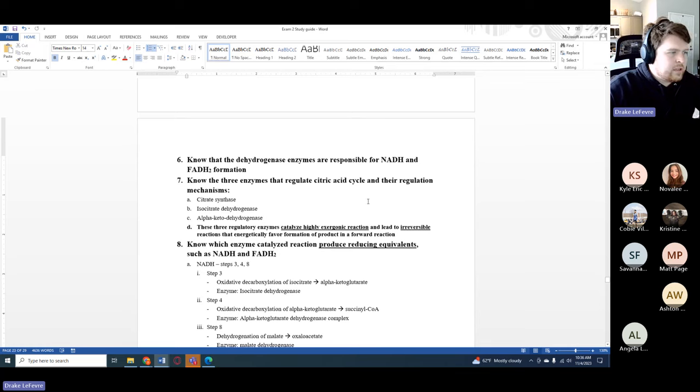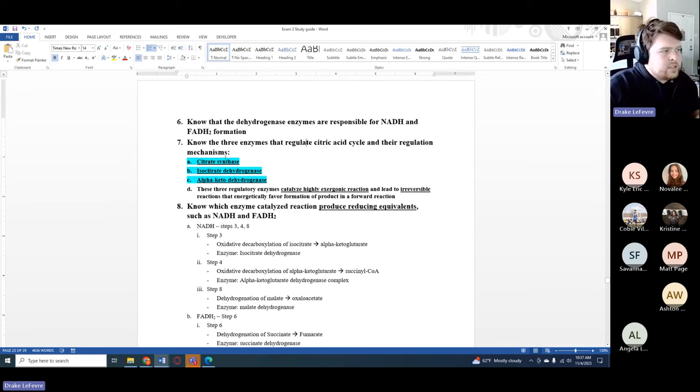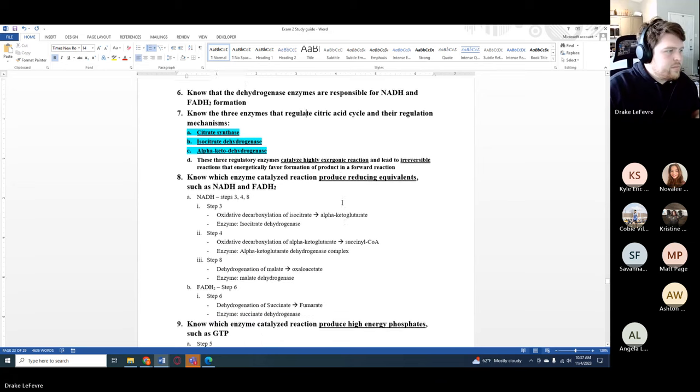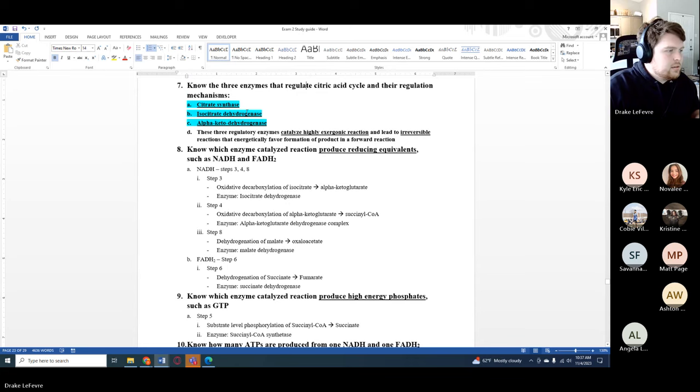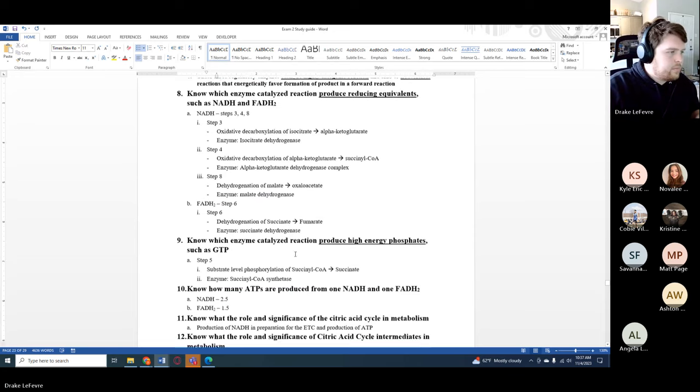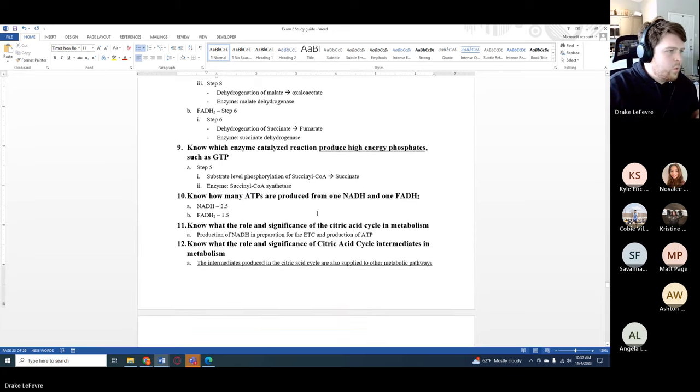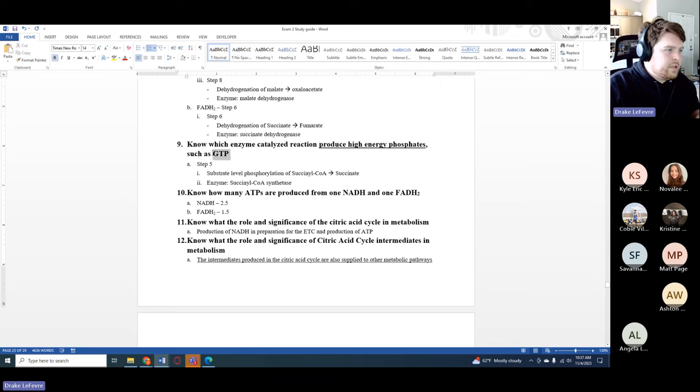Here are the 3 enzymes that regulate the citric acid cycle. If we got asked a bunch of questions about glycolysis regulatory enzymes, we should also definitely know the regulatory enzymes of the citric acid cycle. These are the ones he's going to love to ask questions about. The ones that produce the reducing equivalents are the most important, and then also the FADH2 step, step 6.